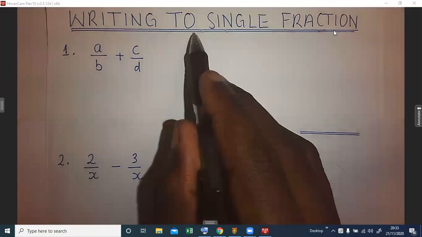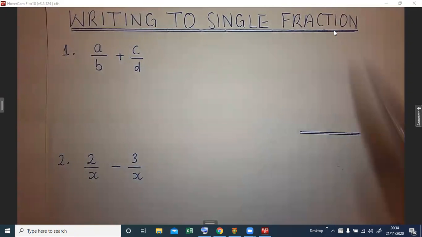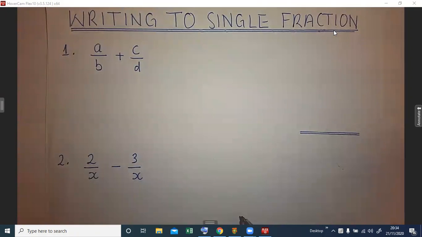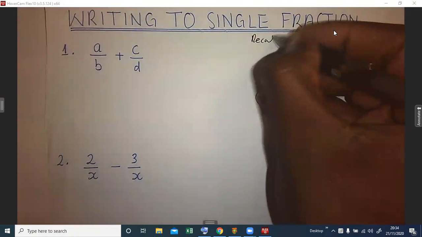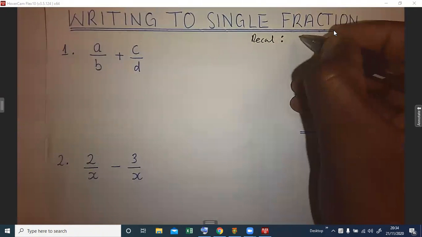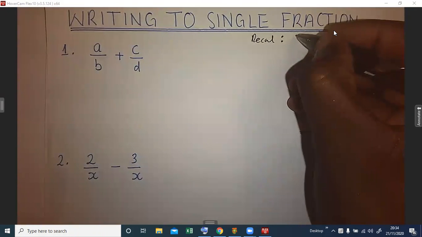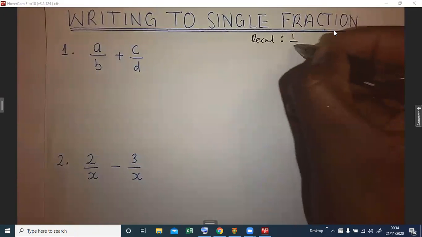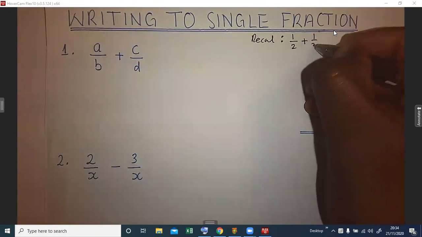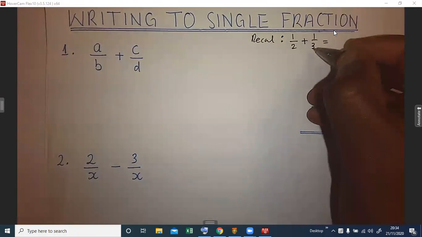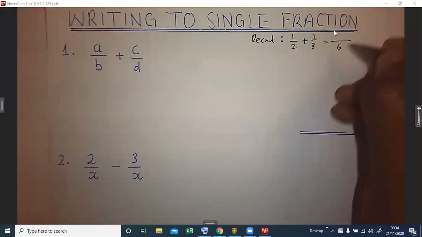Writing as a single fraction is similar to how we add or subtract. For instance, if I have 1/2 plus 1/3, basically here you find the LCM, and our LCM is 6.